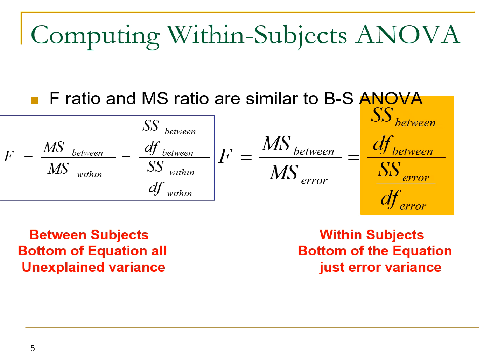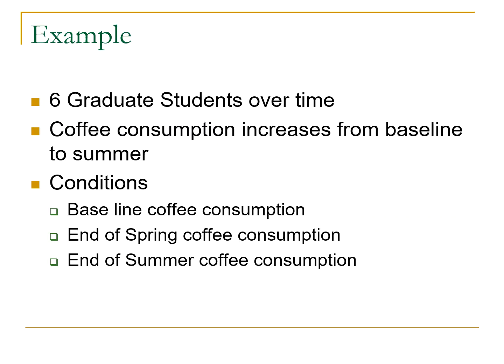So between subjects, the bottom of the equation is all unexplained variance, while with the within subjects, the bottom of the equation is just that error variance. That's all that we're actually putting into the equation. Because again, the group should be the same.